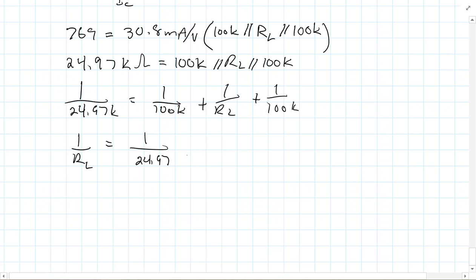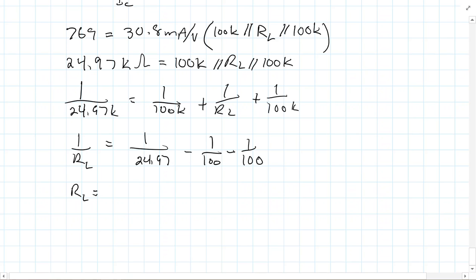And then you'd have 1 over RL is equal to 1 over 24.97 minus 1 over 100 minus 1 over 100. These are minuses, not pluses. Now I dropped the k ohm, but I just know everything's in kilo ohms.